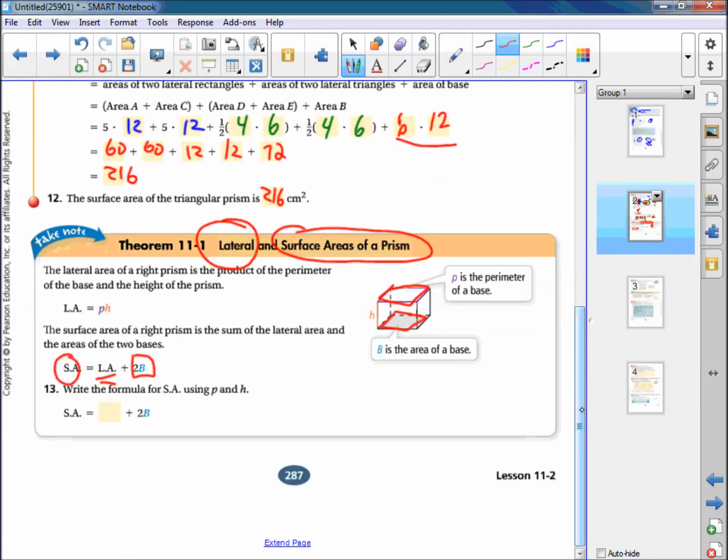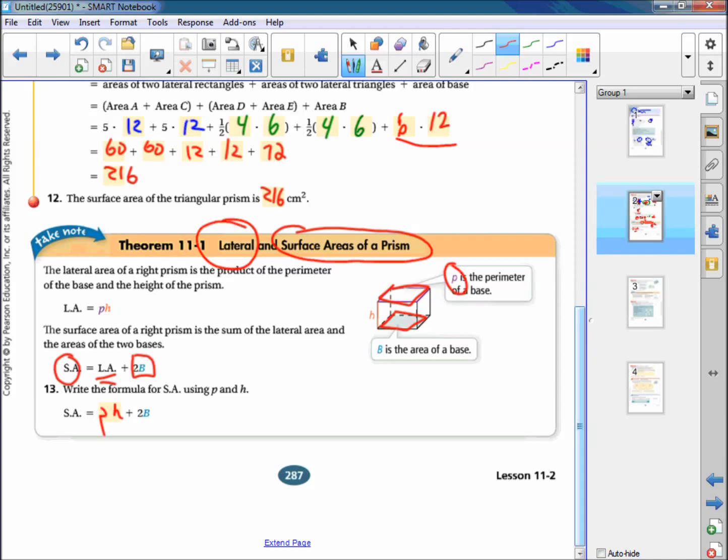All right, let's finish up here. Write a formula for the surface area using the perimeter, using P and H here, where P is our perimeter and H is our height. So the surface area in this one is going to be our perimeter times our height plus 2 times B.